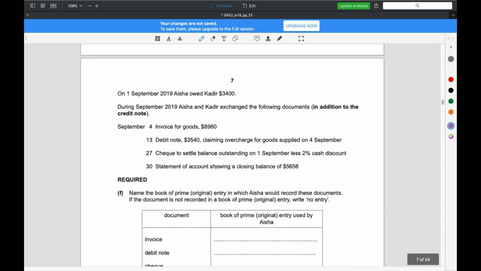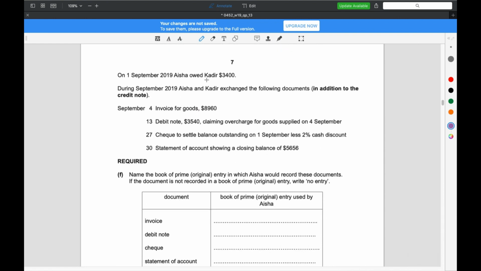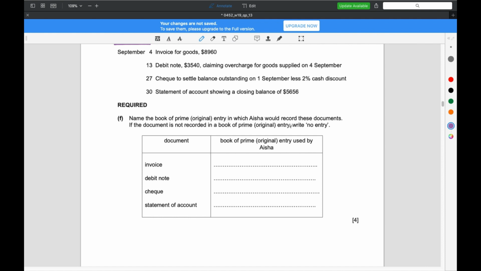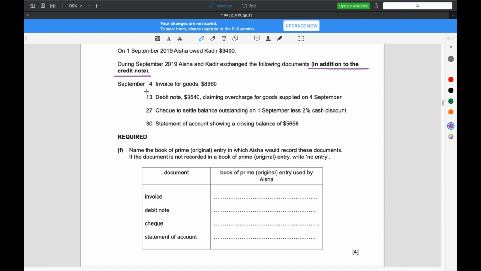Then he says on 1st September 2019, Aisha owed Kadir $3,400. During September 19, Aisha and Kadir exchanged the following documents in addition to the credit note. So September 4, invoice for goods. In part F, he's asking for the name of the book of prime entry in which Aisha would record these documents. If the document is not recorded in a book of prime entry, write no entry. So the first transaction which took place is September 4, and it's an invoice for goods 8960.